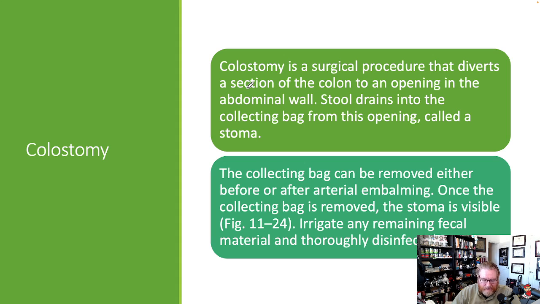And speaking of our friend's colostomy, a colostomy is a surgical procedure that diverts a section of the colon to an opening in the abdominal wall. Stool drains in the collecting bag from this opening, called a stoma. The collecting bag can be removed either before or after arterial embalming. Once the collecting bag is removed, the stoma is visible. Irrigate any remaining fecal material and thoroughly disinfect the area.